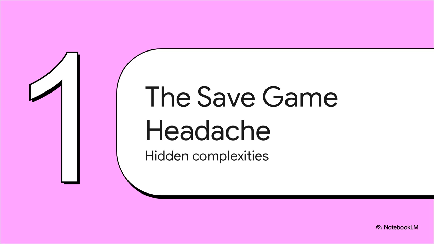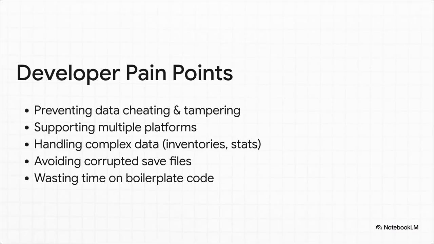Section 1, the save game headache. This is all about those sneaky little complexities that can turn what should be a simple feature into a massive project all on its own. Yeah, I bet a lot of this stuff looks familiar. You've got to stop players from cheating by messing with their save files. You need it to work everywhere, PC, mobile, even WebGL. You've got these super complex inventories and player stats, and you don't want to write a novel's worth of code to handle it. It's just so much to juggle, and it almost always ends up with corrupted save files and you just wasting tons of time on code you shouldn't have to write.